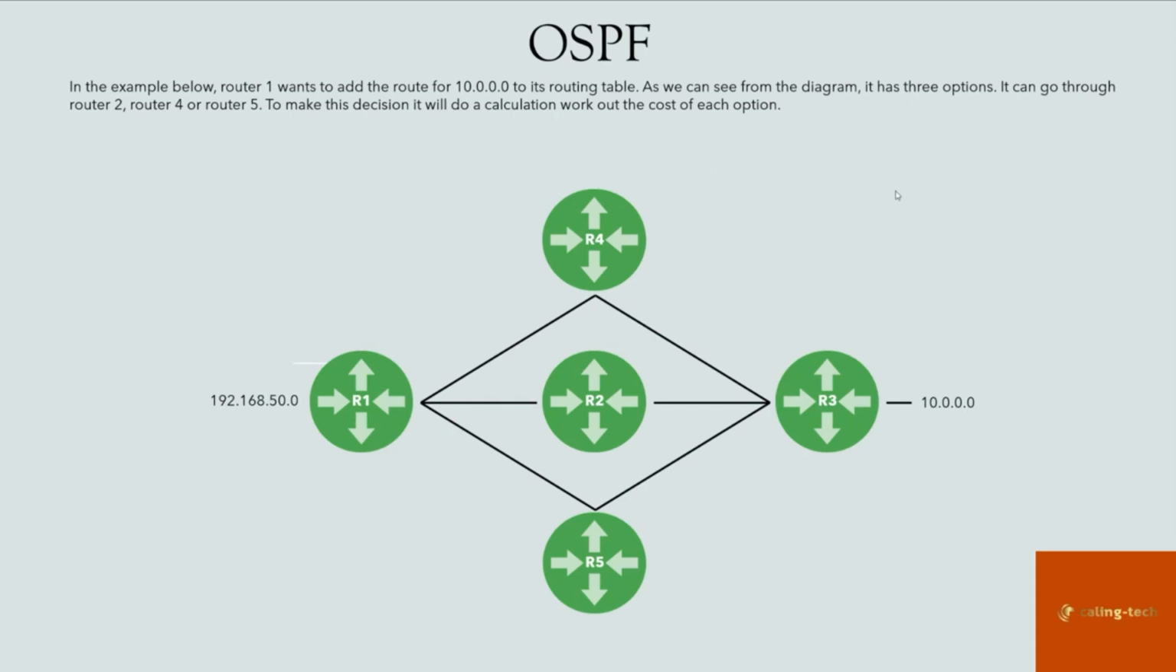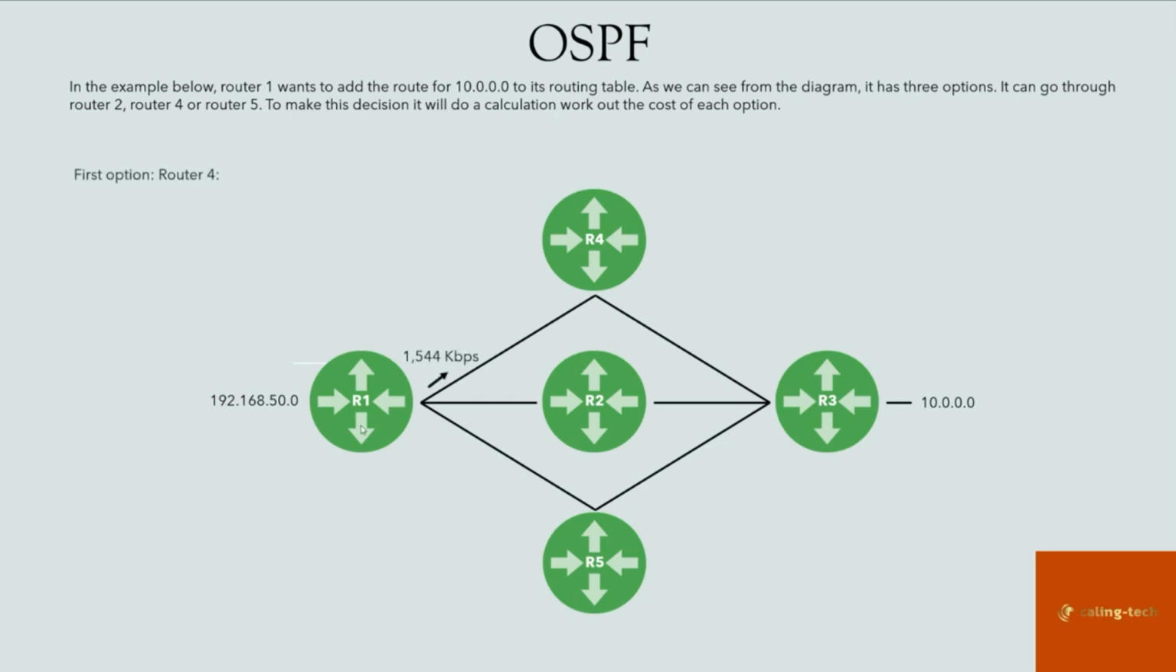So as we can see from the diagram, it's actually got 3 options. Option 1, it can go this way through router 2 to router 3. The second option is it can go router 4 to router 3. Or it can go via router 5 to router 3. Those are the 3 options. So it needs to make a decision as to what is the best cost, and it will do a calculation to work out that cost, as we've already mentioned.